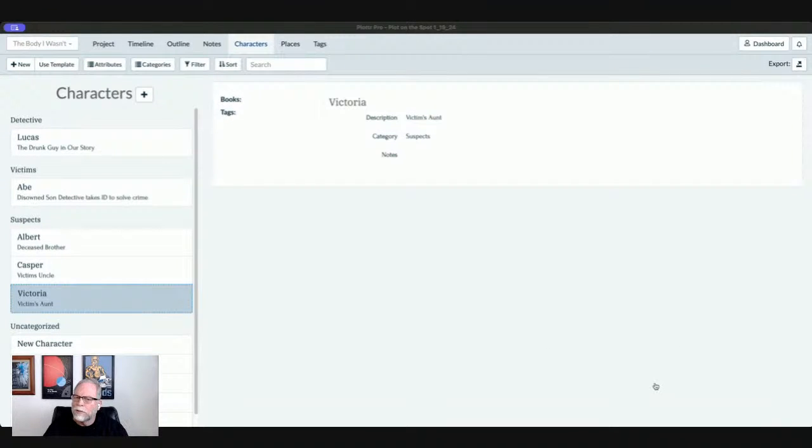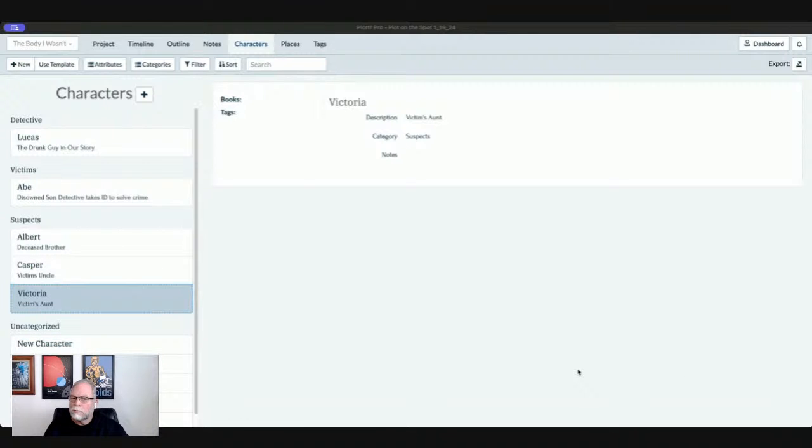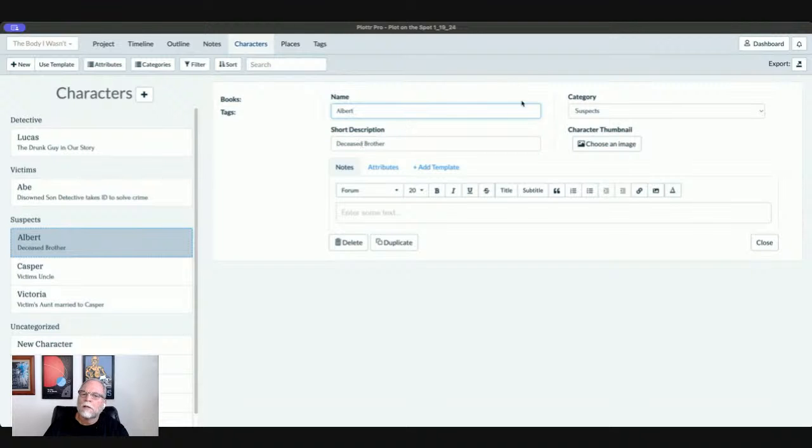Ooh, paternal twin brother. That is a great idea as well. I love this idea of adding a paternal twin brother. But now the question is, who is the killer? Let's talk about who the killer is. And Victoria is married to, ooh, I like that, married to Casper. And this is the paternal twin. All right, cool. Everybody like that?